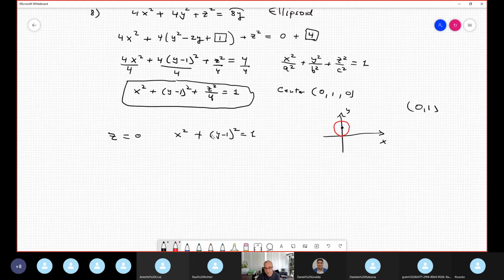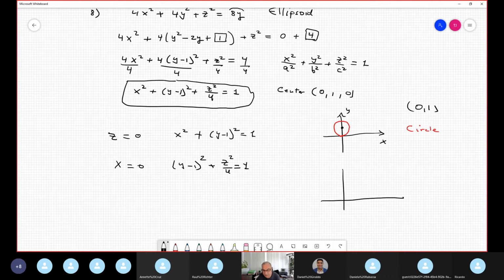When you are doing the graph in 3D, of course we can use decimals, GeoGebra, sorry. One more. Suppose another trace. This is the circle. Now suppose x equals 0. And the original equation, entonces, y minus 1 squared plus z squared over 4 equals 1. Es obvio que es el x. This is yz.